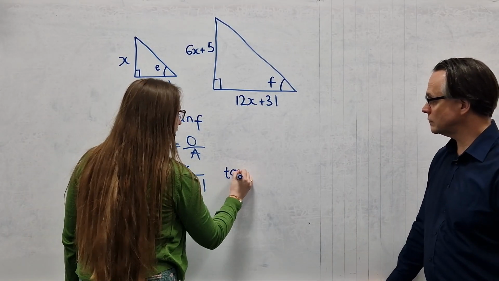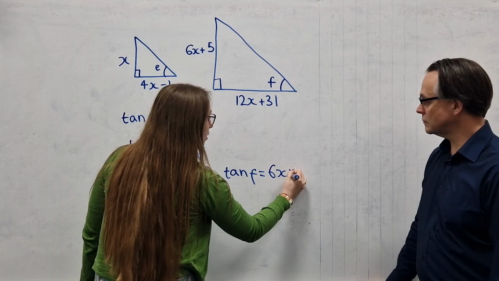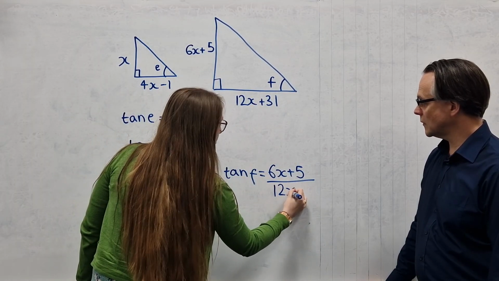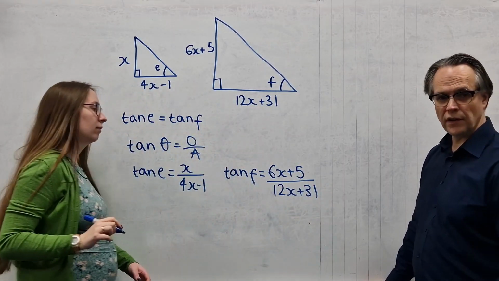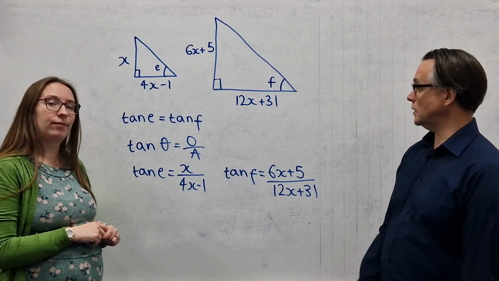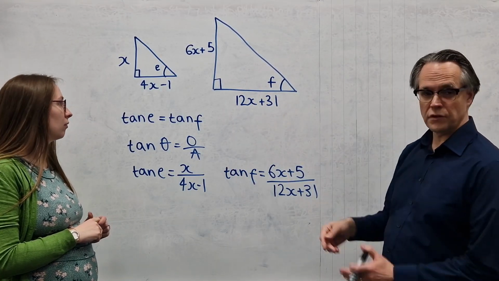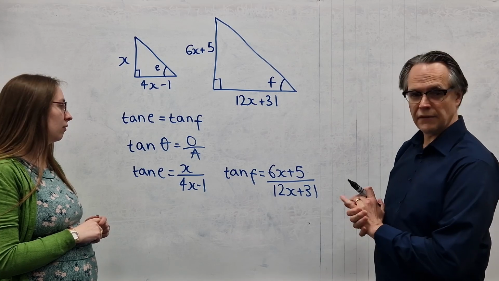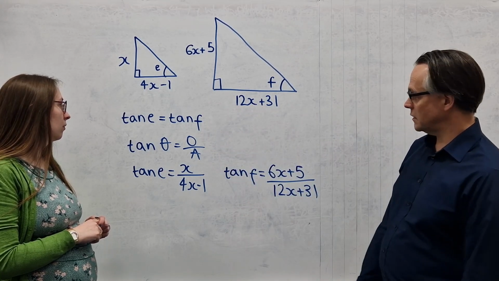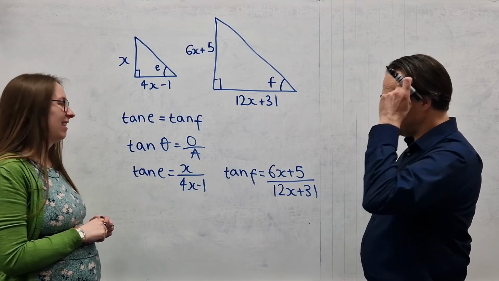So we've got tan of your angle, which is F, equals your opposite, which is 6x plus 5, all over 12x plus 31. Right, so if you've got to that stage, you've made a good start, you've shown the person marking it that you know what tan does, is opposite over adjacent, and that you're not afraid of a bit of algebra. So now, the things are equal to each other in the equation.